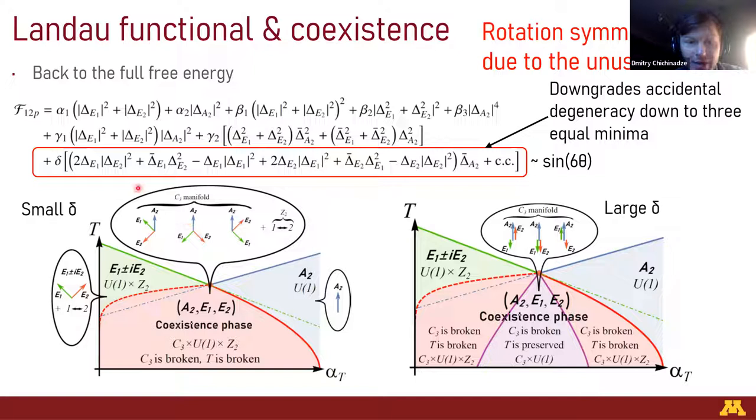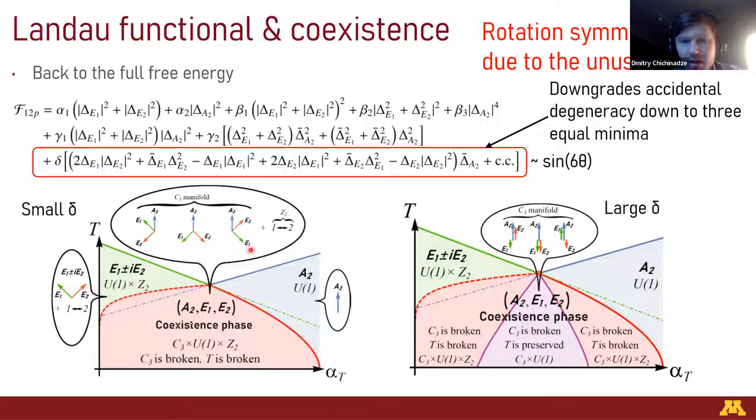And then depending on the magnitude of this delta term or the prefactor, one can have two situations. So for small delta, the coexistence phase is uniform. So you always have broken time reversal symmetry and broken rotational symmetry. Another important feature is that this delta term renders the transition to be of the first order from the side of the E plus iE superconducting order parameter. So in this region of alpha values, as we go down in temperature, first this chiral superconductor appears, and then there is a first order transition to this coexistence phase with broken C3.